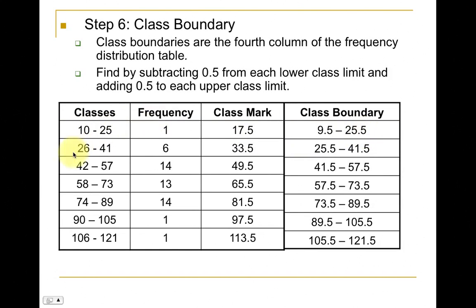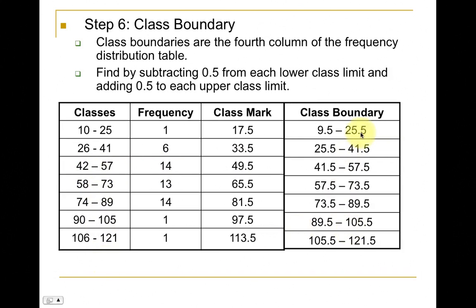And then we do the same thing for the second row, the second class. We take 26 and we minus 0.5, that gives us 25.5. We take 41 and we add 0.5, and that gives us 41.5. And we do the same for all the classes.